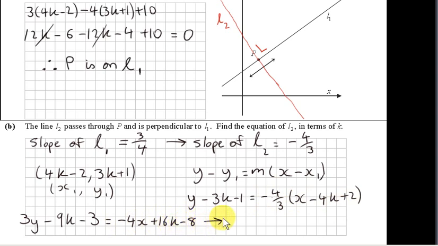Now we can bring everything to one side, and we just have 0 on the right hand side. So we have 3y + 4x. If we bring the plus 16k over, we get -9 - 16, which is -25k. And we have -3 + 8, which is +5. And we just have 0 on the right hand side. So here is the equation of L2. We can see that unlike L1, L2 involves k.